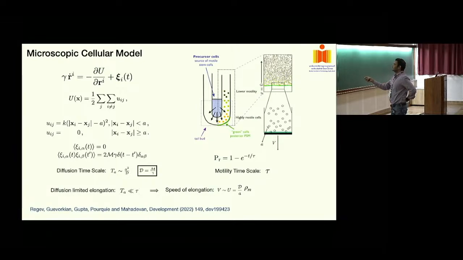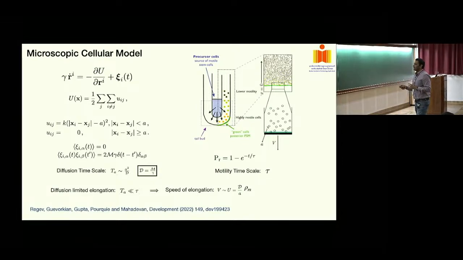The motility time scale, which is associated with the decay of activity of these cells, should be much longer than the diffusion time scale. And that together leads to embryo elongation. What I'm trying to say is that if a new cell enters here and loses its motility quickly, then it will not be able to apply enough pressure on the tail bud. So it has to sustain its motility for some time, so that it can apply a pressure on the tail bud and then it should be able to move.